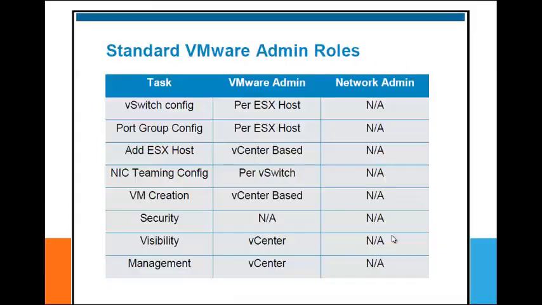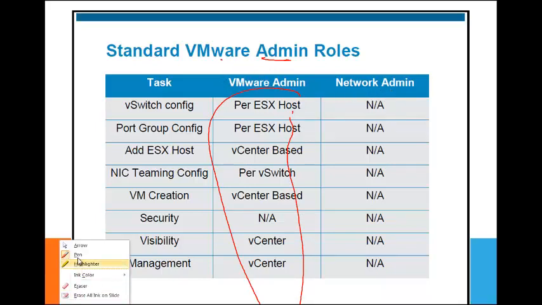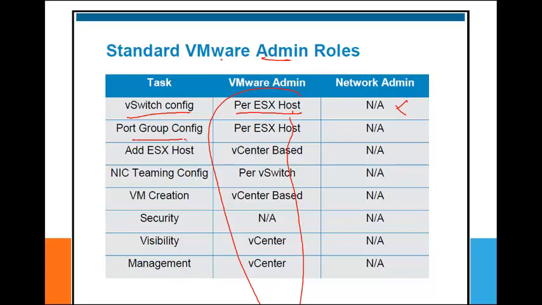Now, the standard VM admin role, meaning before 1000V. Before 1000V, everything was done by the VM admin. Network admin has nothing to do. vSwitch configuration, the network admin cannot do anything. Per ESXi host, the VM team will do it. Port group configuration, the network admin has no visibility. Only the VM team.